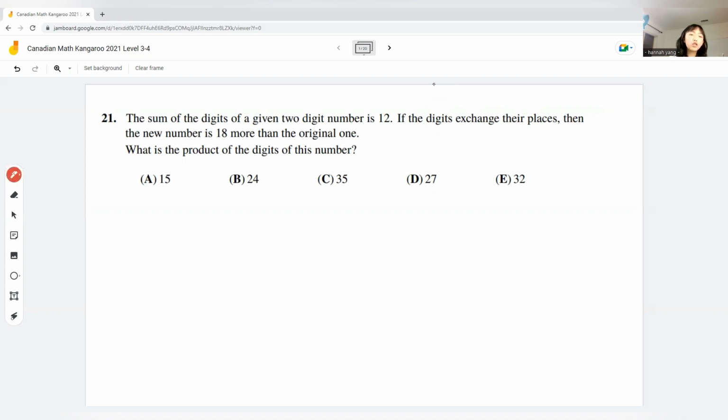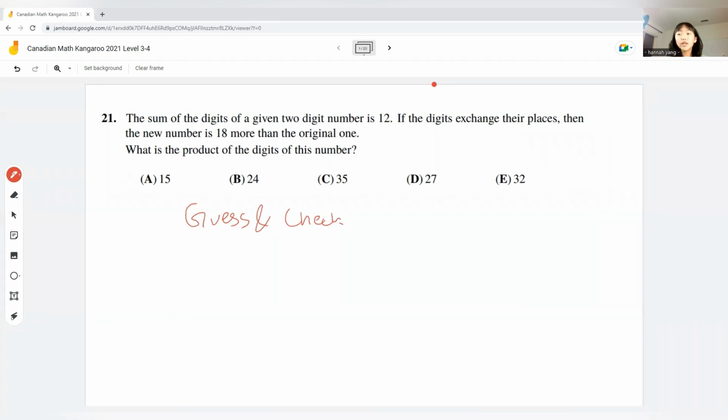So there are two ways to go about this. The first one is a classic guess and check, where basically you just go down the list of numbers that sum to 12, and then eventually you'll find the correct answer.